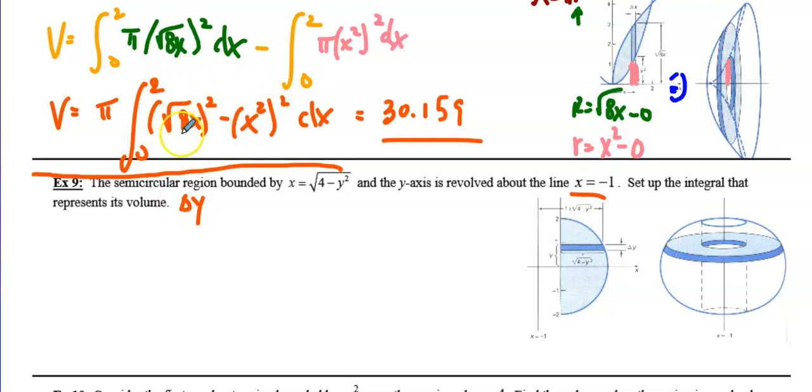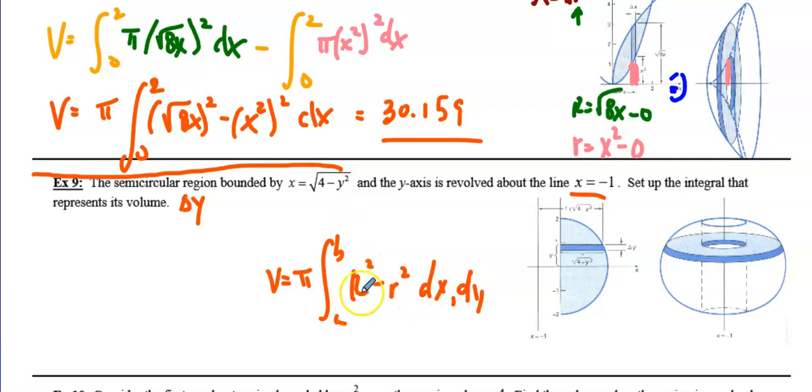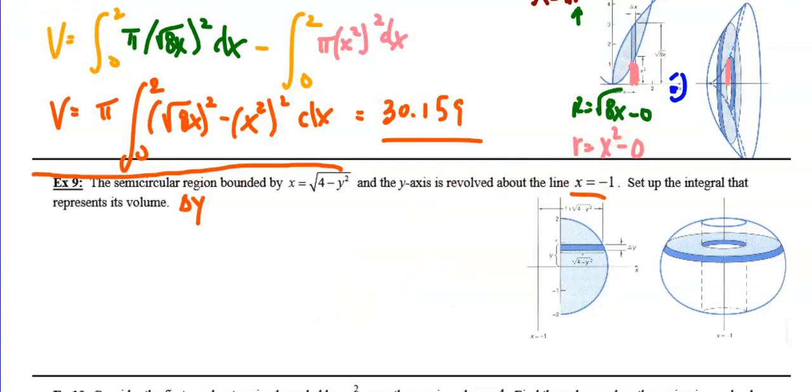Now I'm going to show you this problem by showing you this simple shortcut. When we're finding this washer, the volume is going to be equal to, and I will come back and talk about this in another video, pi times the integral from a to b of your big R squared minus your little r squared, dx or dy. So if we can find what our big R is and our little r, then we can just solve it like this, which is exactly what I did in example number 8. Okay, so let's go ahead and start doing that.